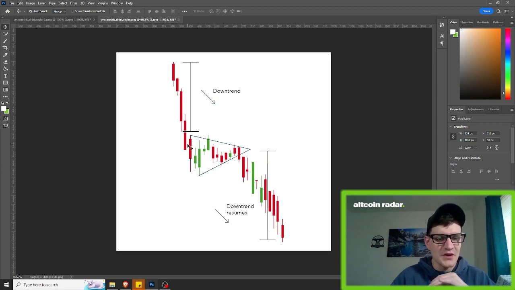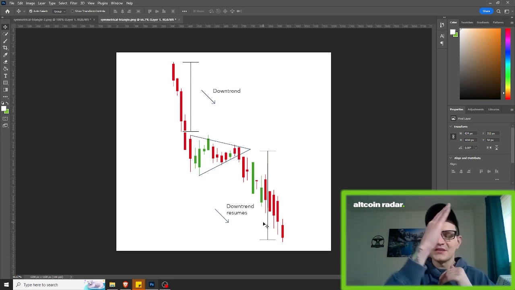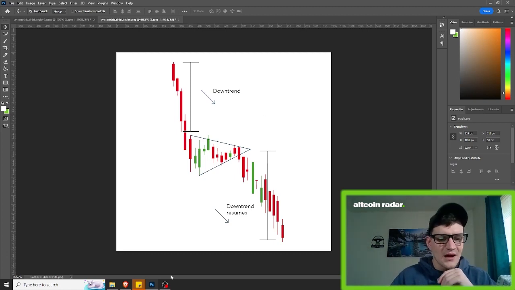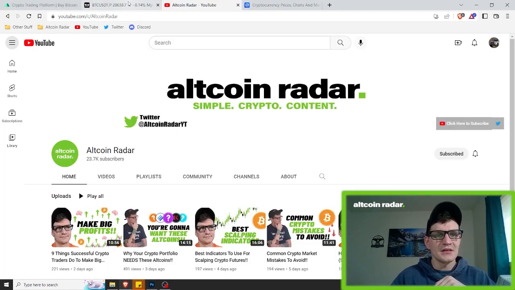You can clearly see we've got our downtrend here. It was down, and we formed the symmetrical triangle, all right? And because we are in a downtrend, it continues down even further, obviously. So let's go ahead and take a look at some in the real world here.